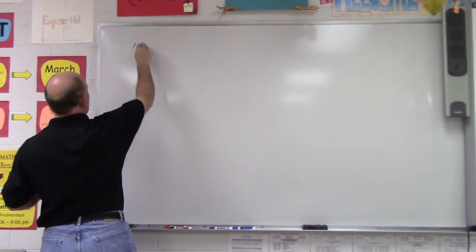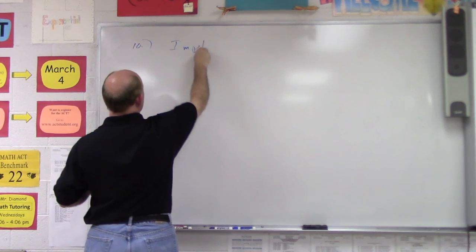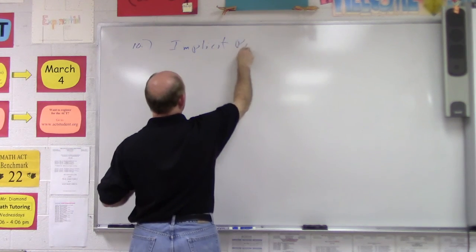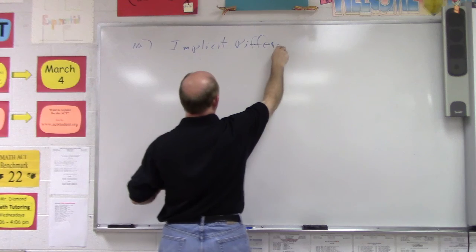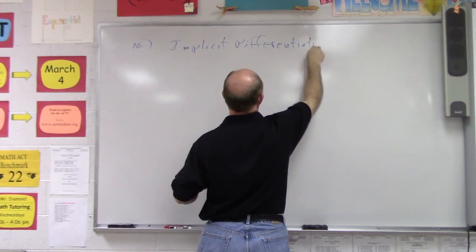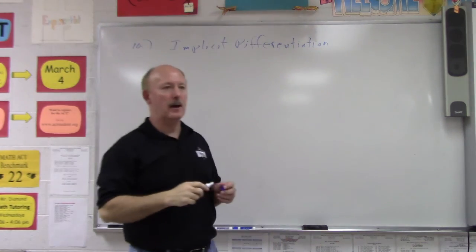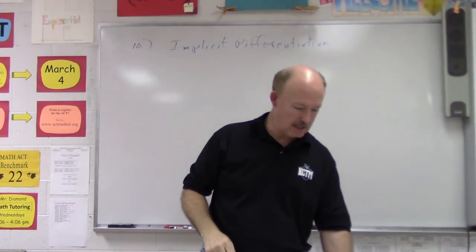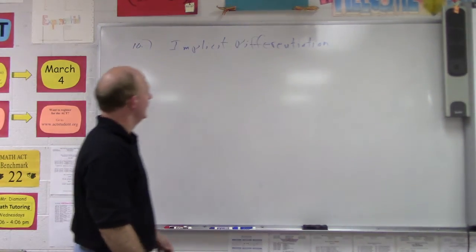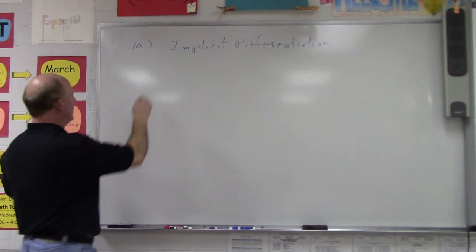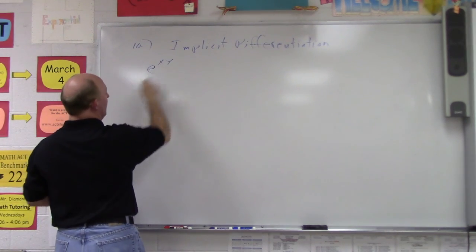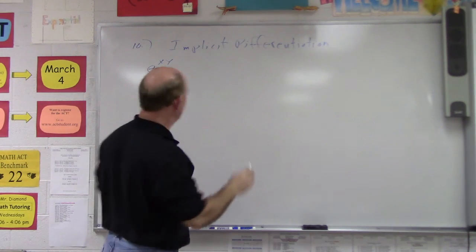So number 10, let's do one involving implicit differentiation. Let's try a problem involving implicit differentiation. All right. So let's try one of these. Let's do e to the xy for our exponent, okay, plus x squared.